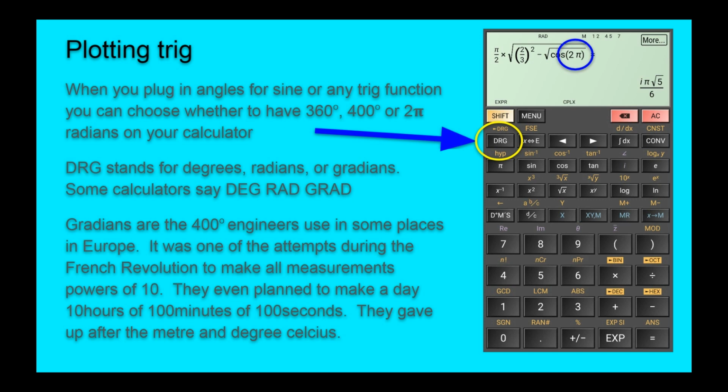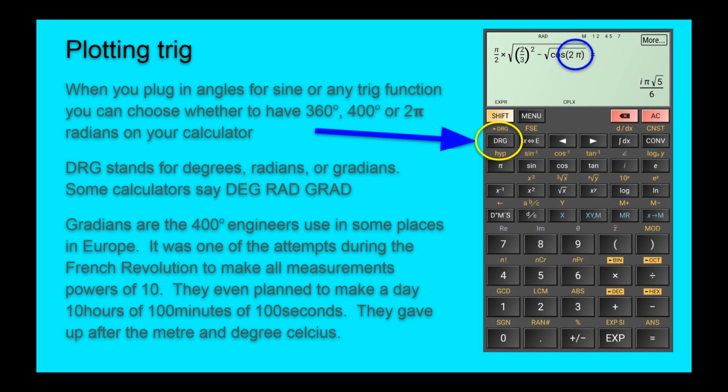DRG stands for deg, rad, grad: degrees, radians, gradients. Some calculators actually will have the deg, rad, grad on there. If you're in degree mode, then you get 360 degrees going into your trig functions. If you're in radian mode, it goes from 0 to 2 pi, and if you're in gradient mode, it goes from 0 to 400 degrees.